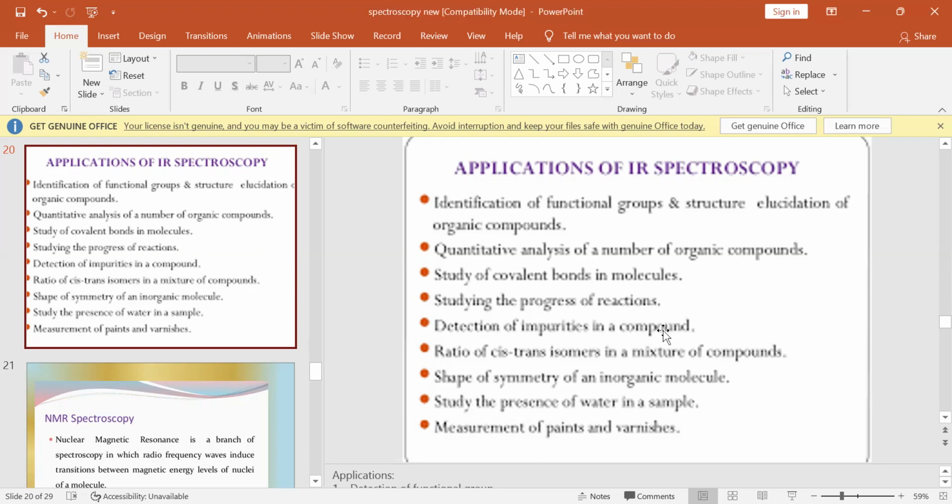It is used for structure elucidation of organic compounds and determination of impurities in a molecule. It is also employed for rapid quantitative analysis of mixtures of compounds, and in pollution detection and milk analysis. These are some of the applications of IR spectroscopy.